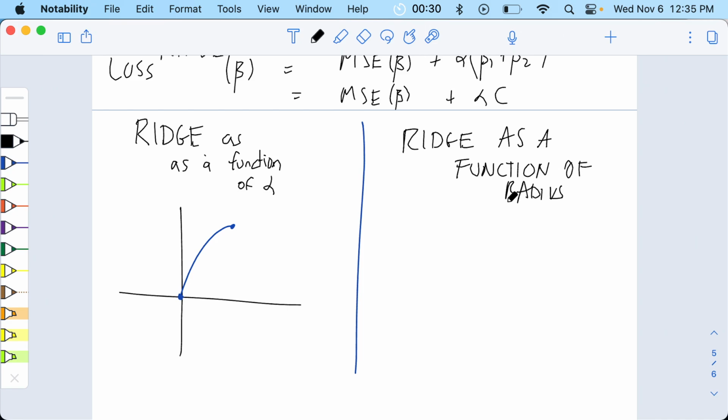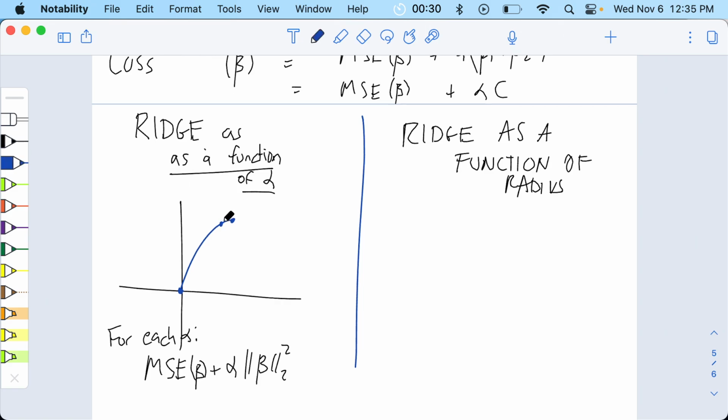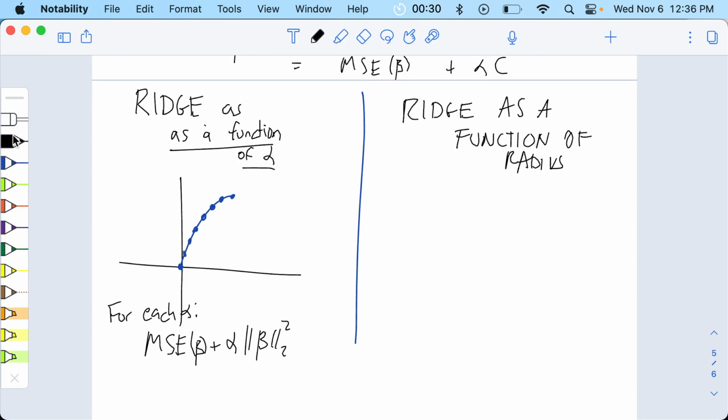Okay, so in this picture, as a function of alpha, we were minimizing alpha times the L2 norm squared plus the mean squared error of beta. So for each alpha value, we did this. Right? So we said alpha equals 0, alpha equals 1, alpha equals 2, and we made this whole curve, sort of all these different points. So alpha is changing as you go, and you kind of moosh in. Another way to do it is to think of it as a function of radius.